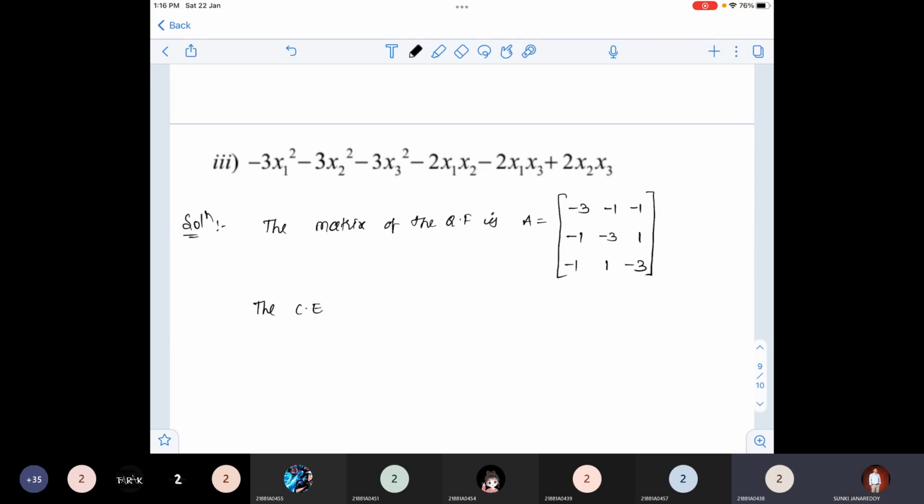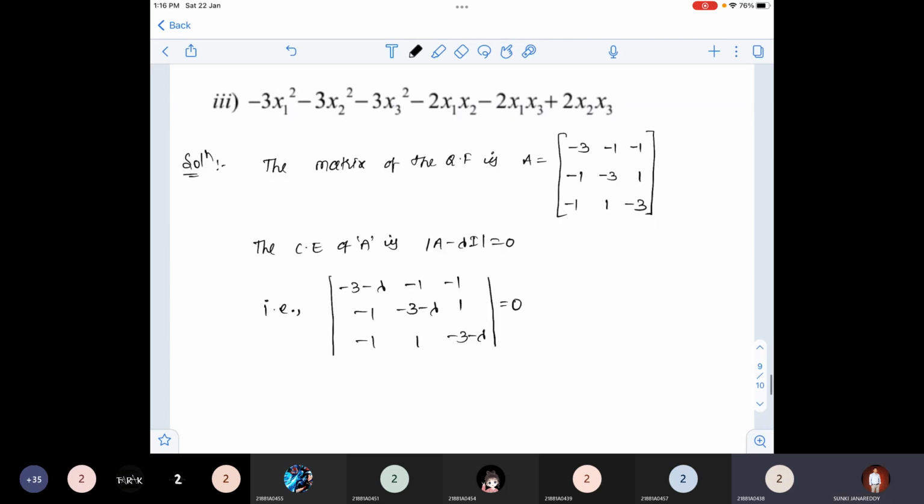The characteristic equation of capital A is the determinant of A minus lambda I, that one is equal to 0. That is, minus 3 minus lambda, minus lambda, minus 1, minus 1, minus 1, minus 3 minus lambda, 1. Here minus 1, 1, minus 3 minus lambda. That one is equal to 0.